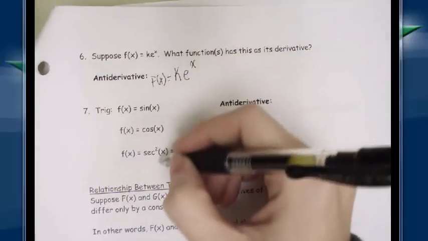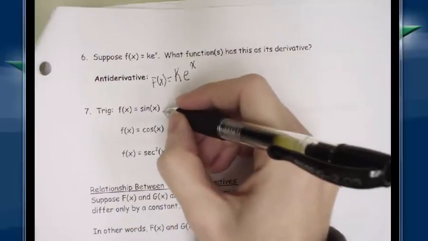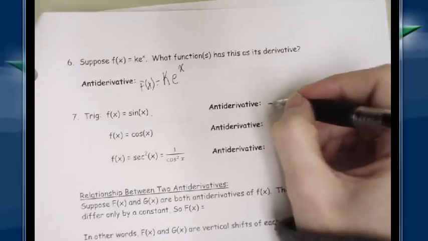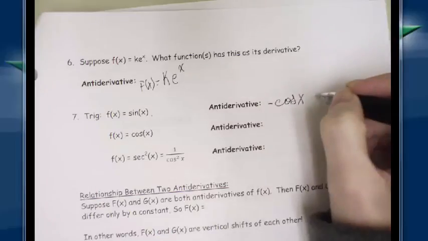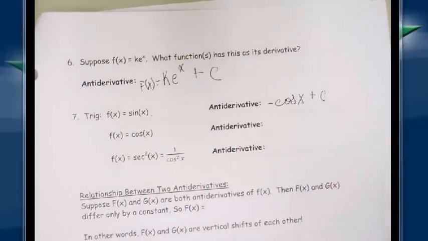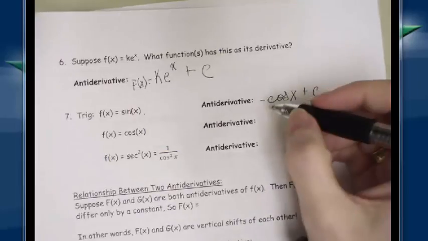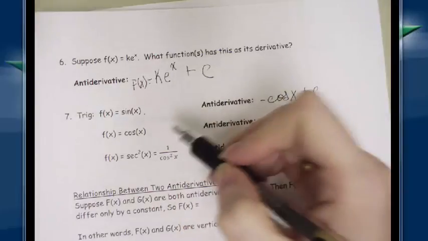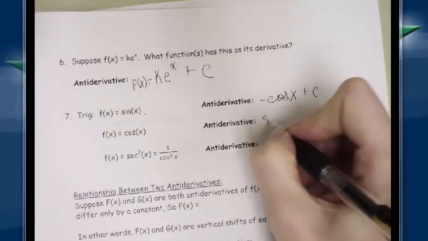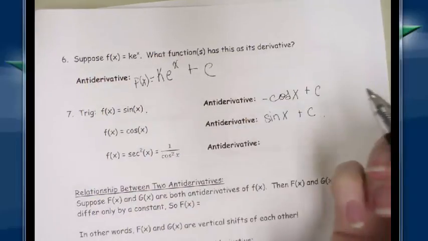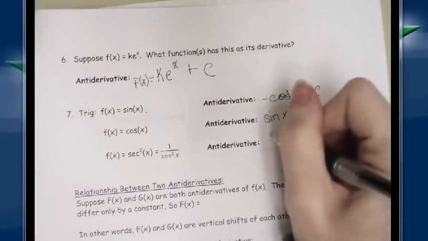Trig functions. If the answer when you took a derivative was sine, it means you started with negative cosine, plus c. Silly me, I did not put plus c up here. I know you were screaming at the screen. Okay, if the answer was cos when I took a derivative, the answer when I take an antiderivative means I started with sine x. And they're going to ask secant squared because that connects to tan.